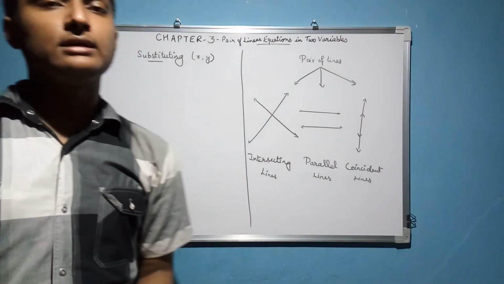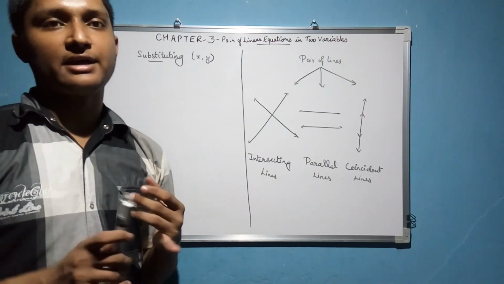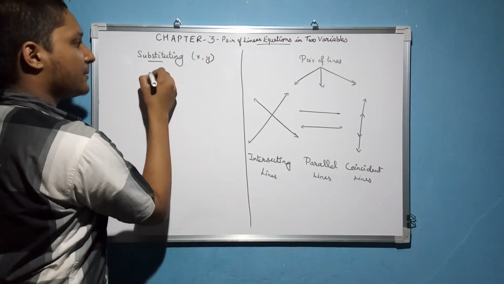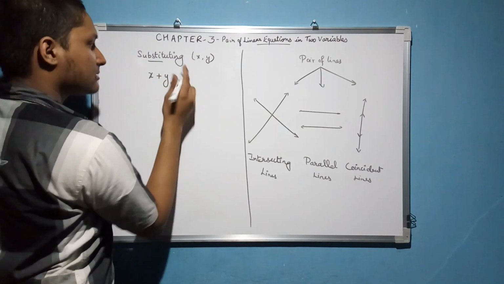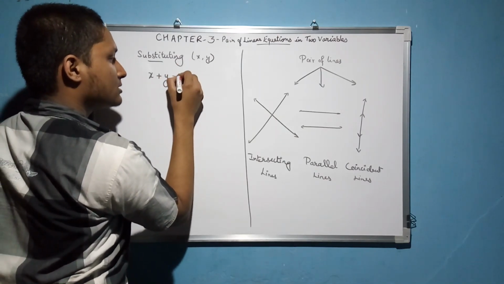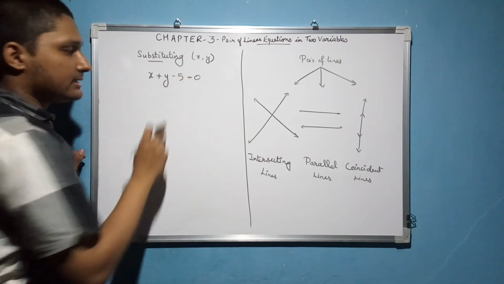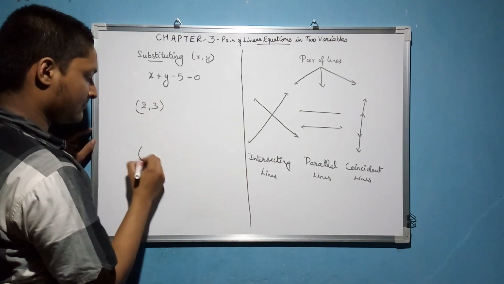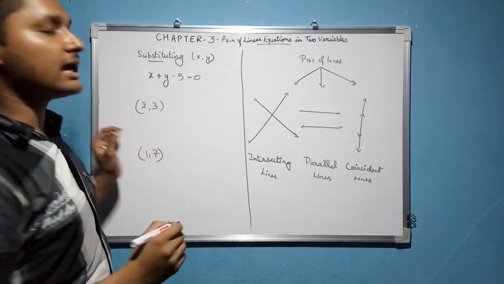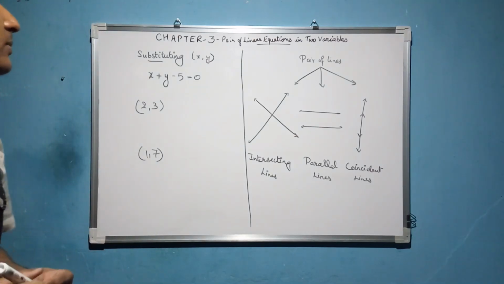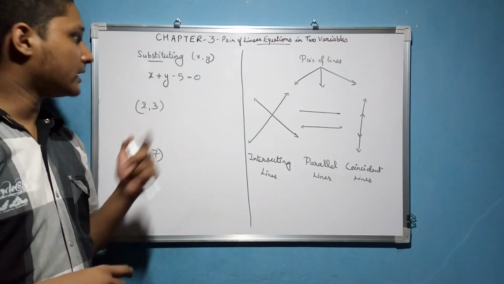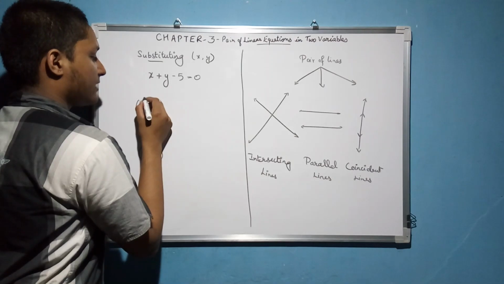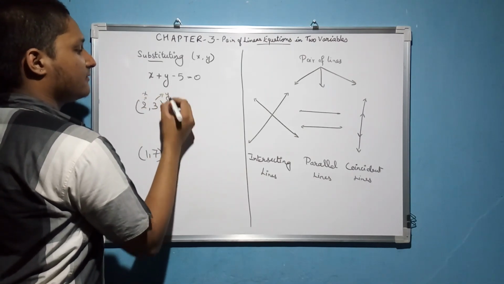Next, you are going to learn substituting the value of x and y. Let me take only one linear equation in two variables, x plus y minus 5. I'll substitute two pairs, (2, 3) and (1, 7). From this I can find out whether they are solutions of the given linear equation. For that I substitute 2 in place of x and 3 in place of y.